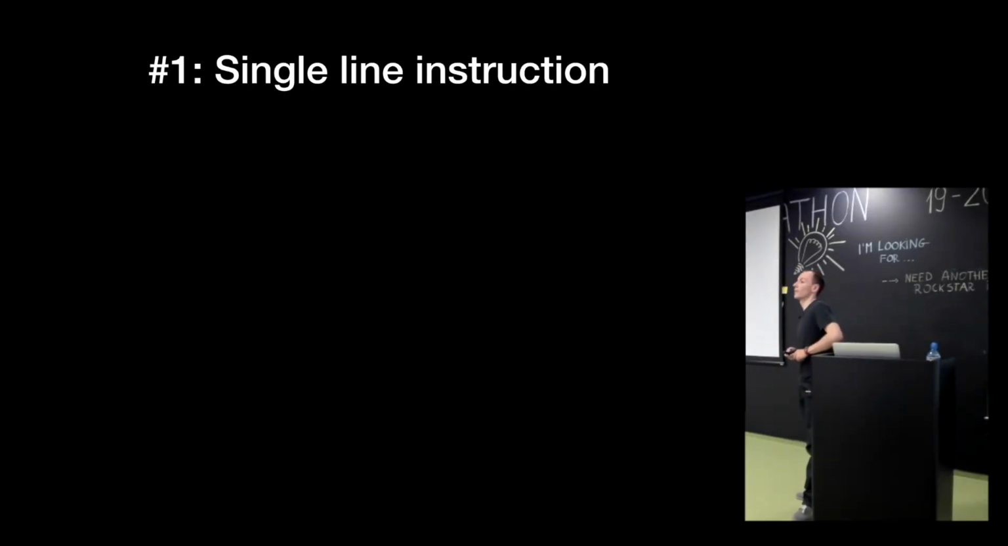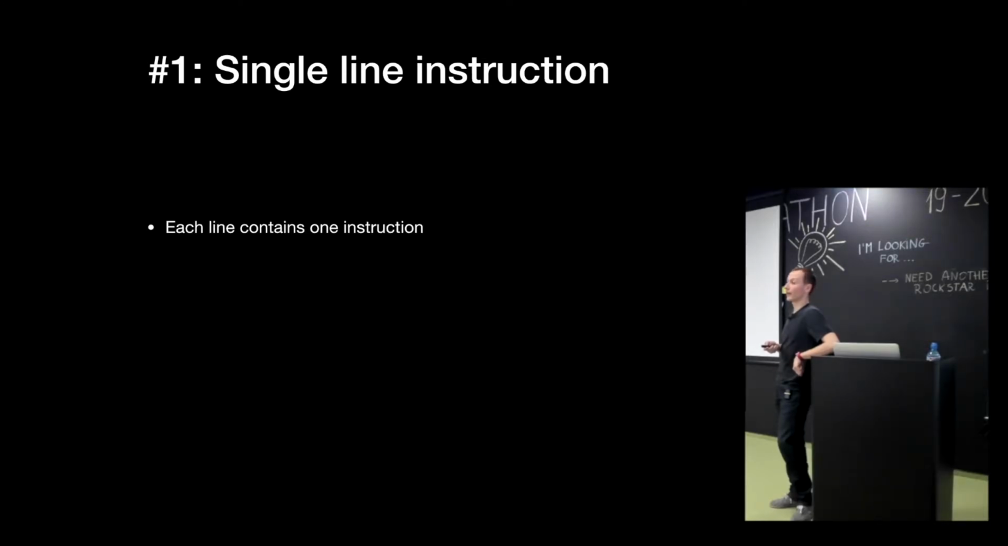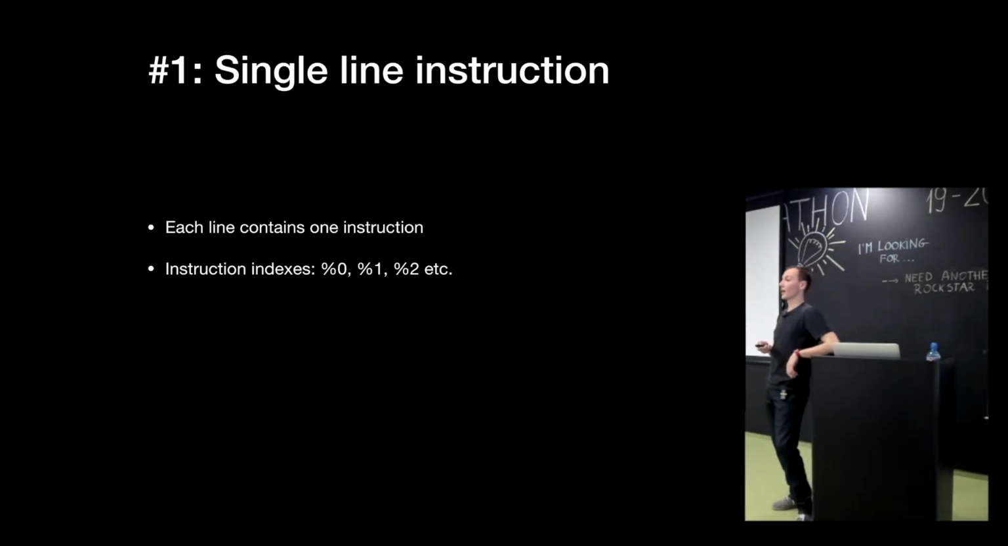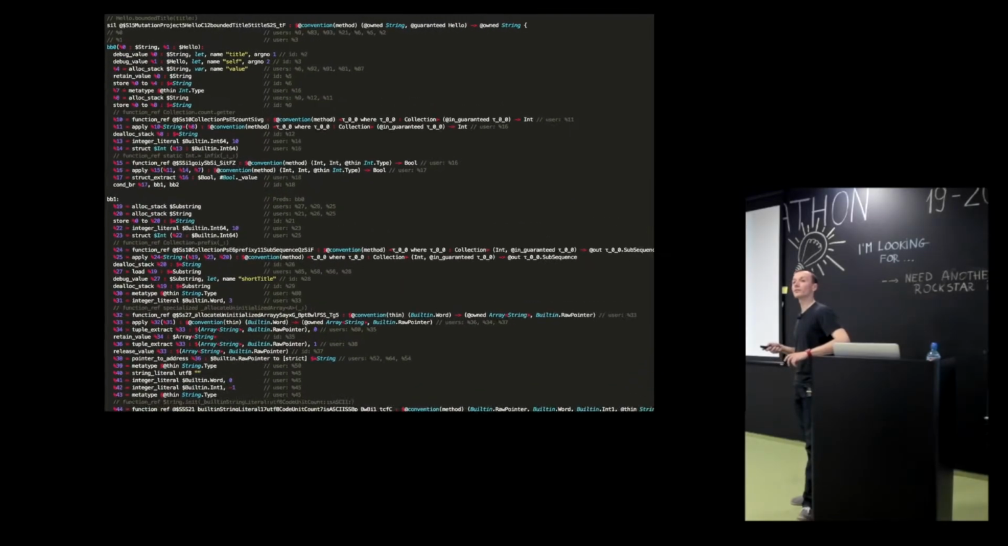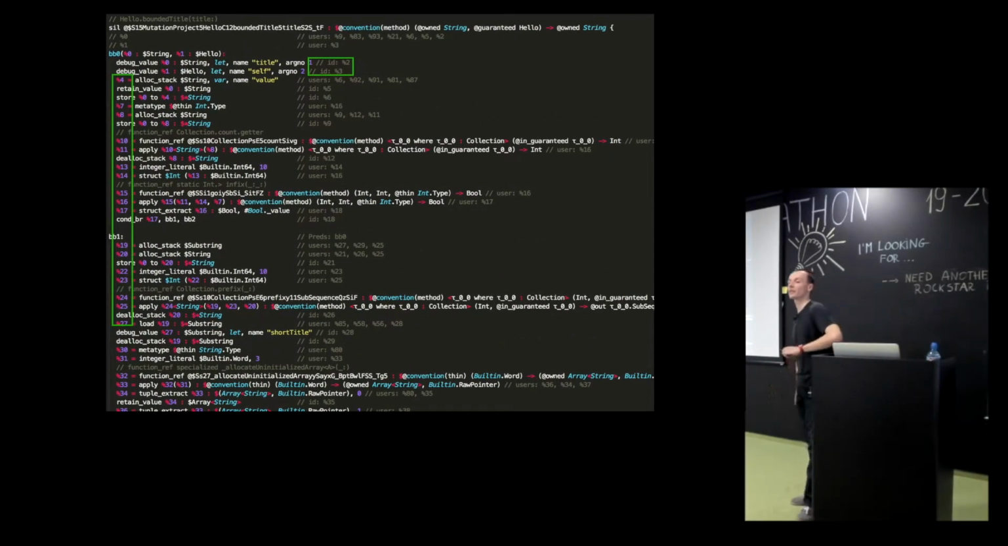First characteristic. Every single line in SIL consists of only one simple instruction. And these instructions are just indexed with a number starting from 0, so %0, %1, etc., into infinity. There are no variables anymore. So let me demonstrate here. Every single line, we've got some index.